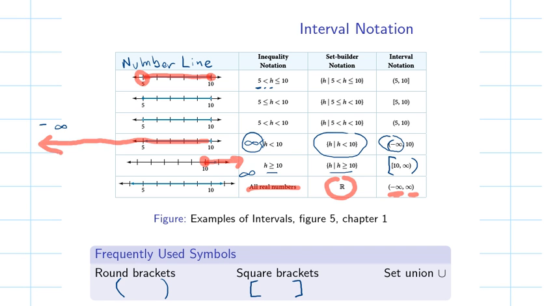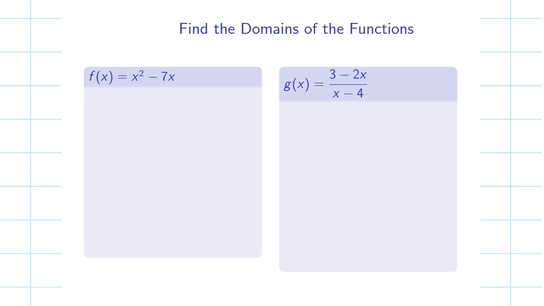One more thing, if we have two intervals that we want to paste together, we'll use set union, and that's that symbol that looks like a U. So let's go ahead and use them. Here are some functions, and we want to describe the domain. And so what we're actually doing is we're looking for the largest subset of the real numbers possible.